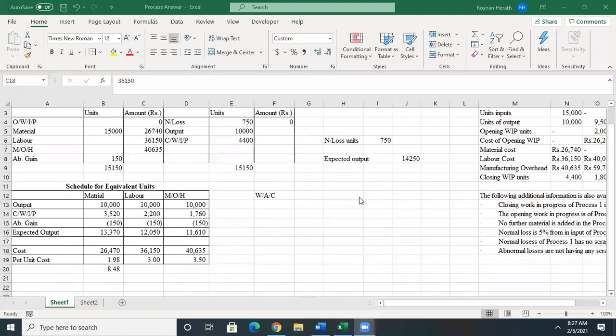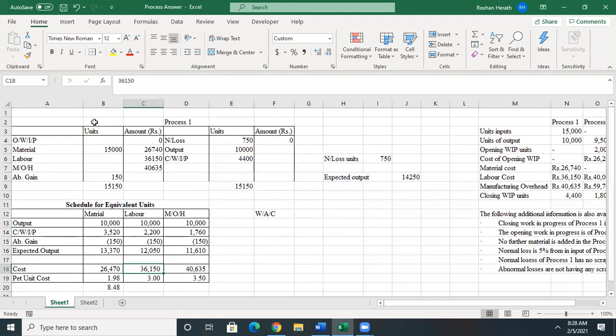Right, it's like this. Simply take the cost from process one. You can take the cost for each of the main components, the material cost, the labor cost, and the manufacturing overhead, and you simply divide them by the expected output. That's it. That's how we do that.